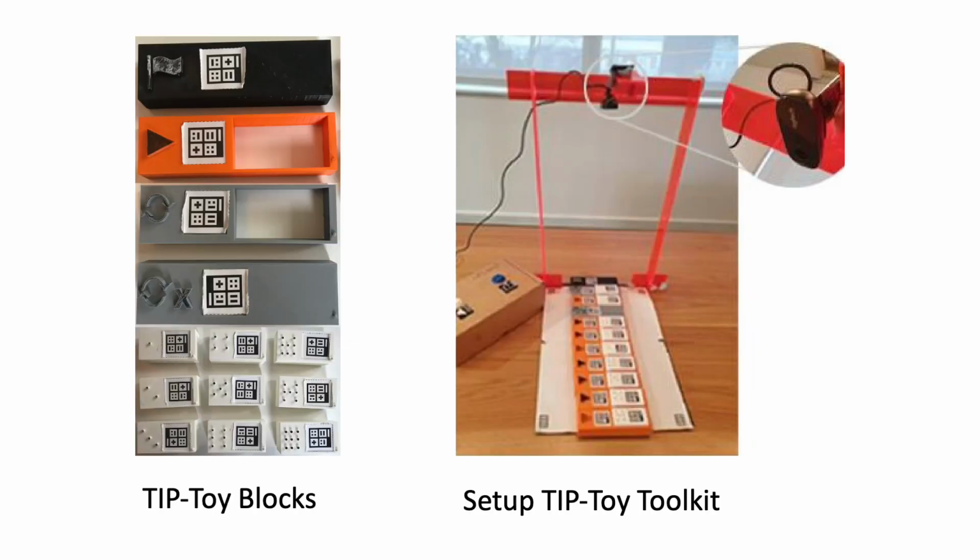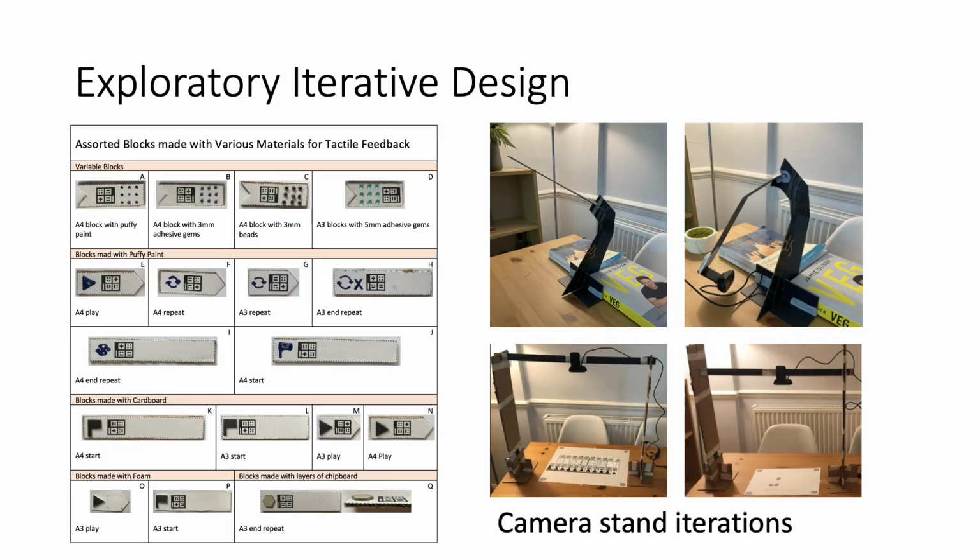The initial design of the TIP-TOY toolkit included 3D printed blocks and a laser-cut acrylic camera stand. These components of the toolkit needed to be redesigned because it is unlikely that people will have easy access to a 3D printer or laser cutter at home. I engaged in an exploratory iterative design process to determine materials and designs that would be best for at-home or classroom construction of the blocks and camera stand.